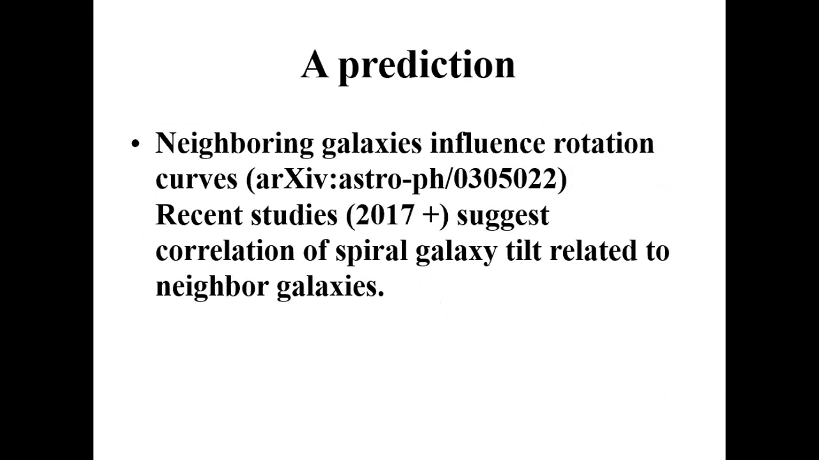A prediction. Here, what we were doing back in 2003, 2005, we were suggesting that neighboring galaxies influence rotation curves. There's the paper. Generally, this has been ignored throughout the years. However, starting in around 2017, some papers began to suggest that the correlation of spiral galaxies' tilt is related to neighbor galaxies. Well, this is kind of a prediction, meaning the STOE has always suggested that neighbor galaxies do influence other galaxies. So, you know.